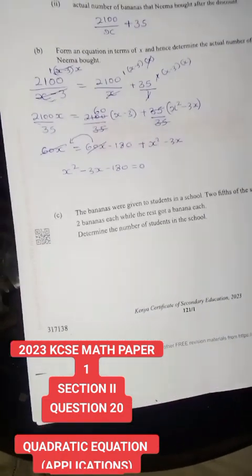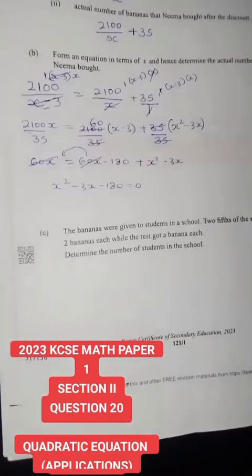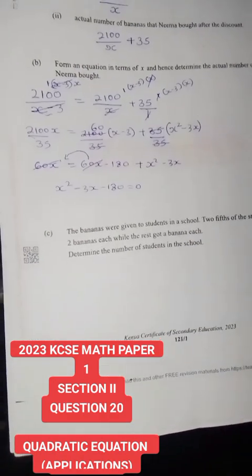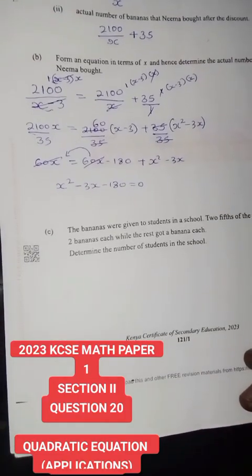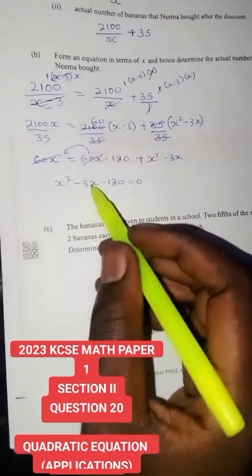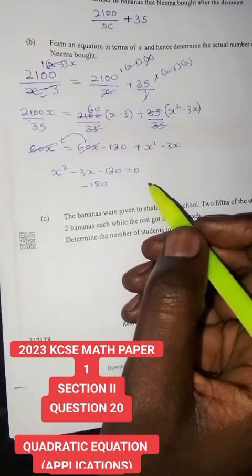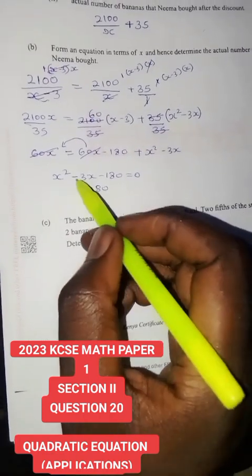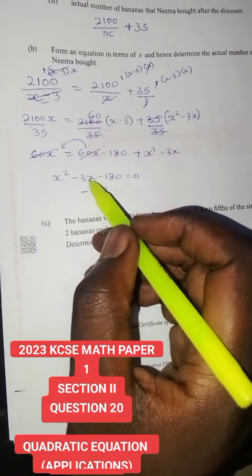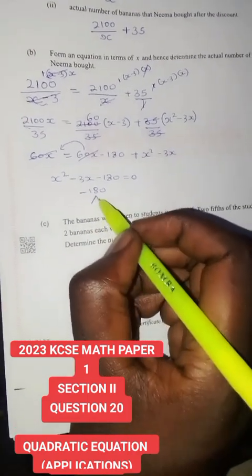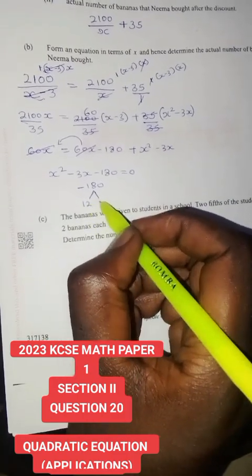I can use any method: the completing the square method, the quadratic formula, or factorization. So I'm going to use factorization. To use factorization, we are going to look for the sum and the product of negative 180. Which two factors, if I multiply, give 180, and if I find the sum, give negative 3? I realize that if I look at all the factors in between, it is factor 12 and factor 15.